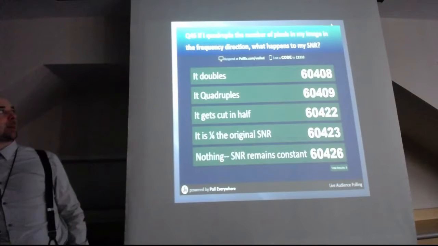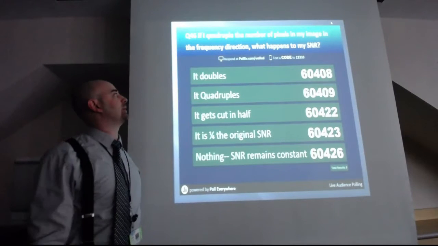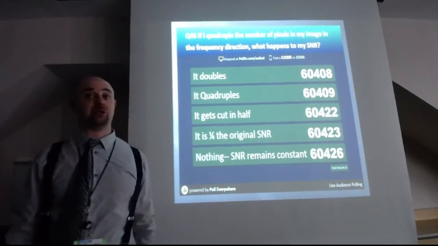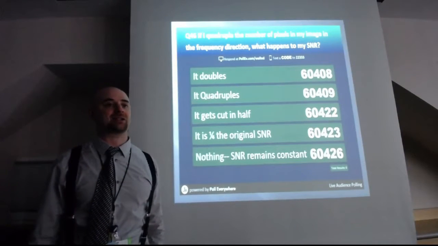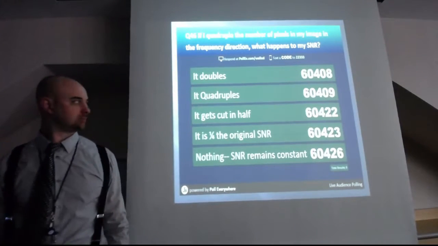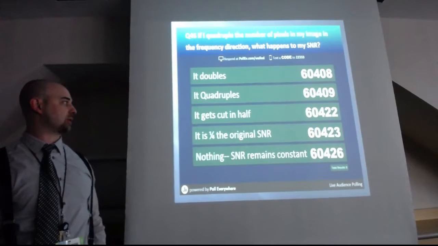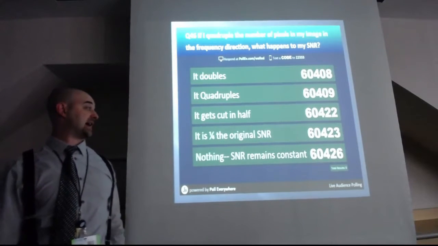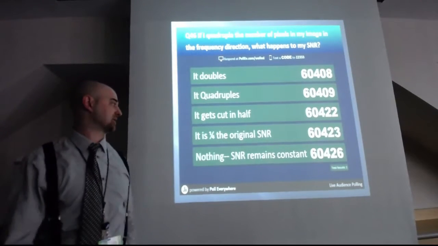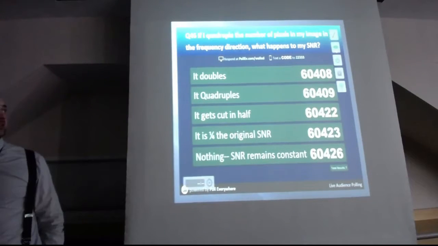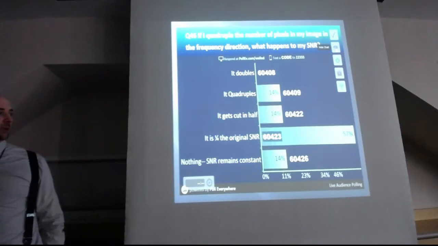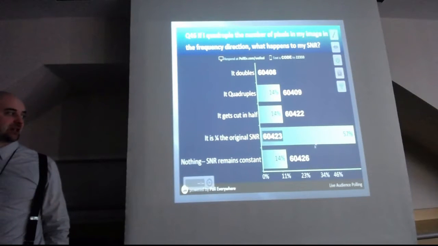All right. If I quadruple the number of pixels in my image in the frequency direction, what happens to my SNR? Is it double? Does it quadruple? Does it get cut in half? Is it a quarter of the original SNR, or nothing? Doesn't affect it. You guys said. Okay. Most of you said the correct answer, which is that it's 1/4.